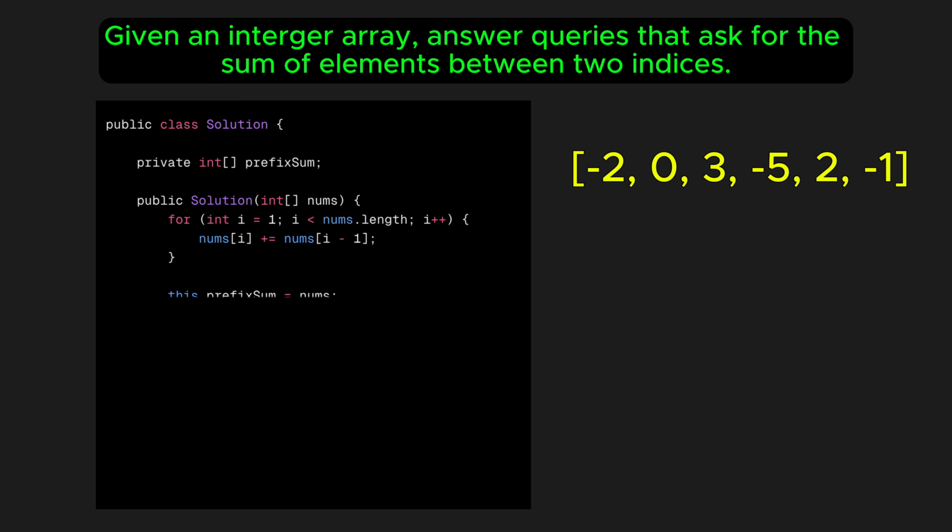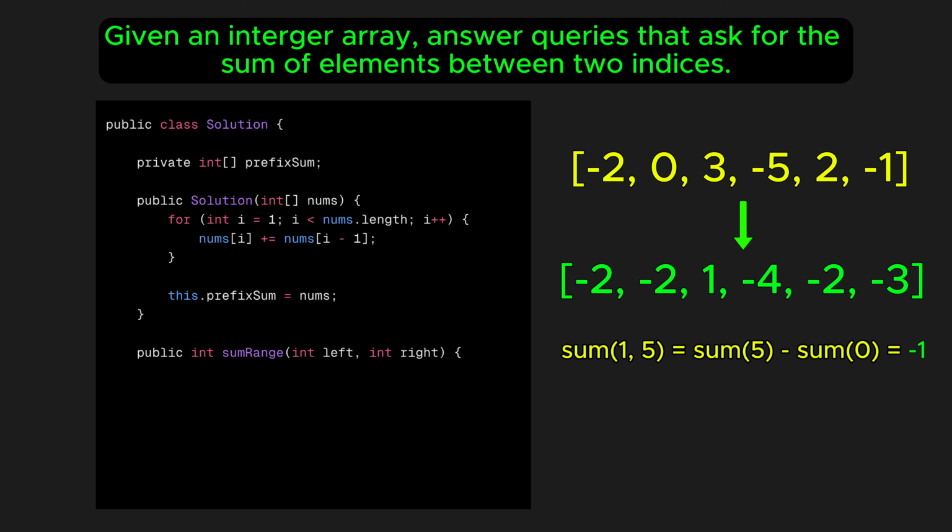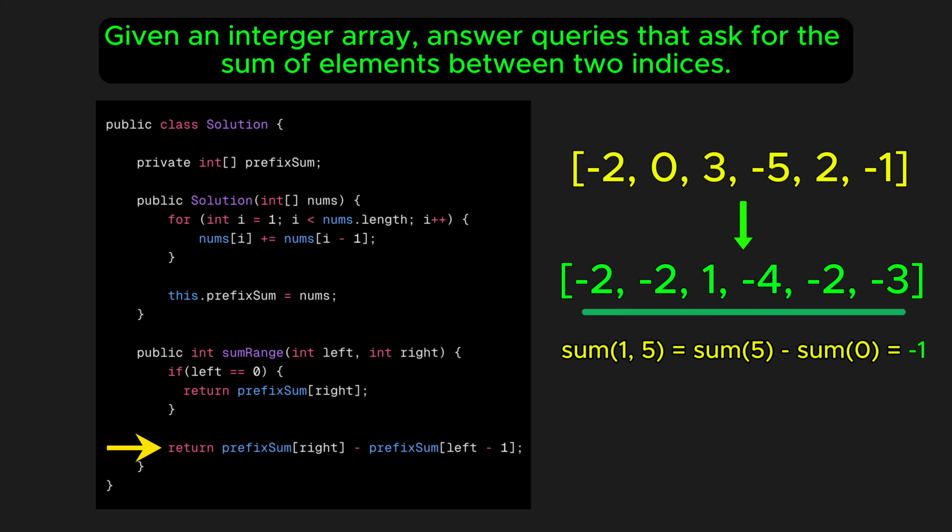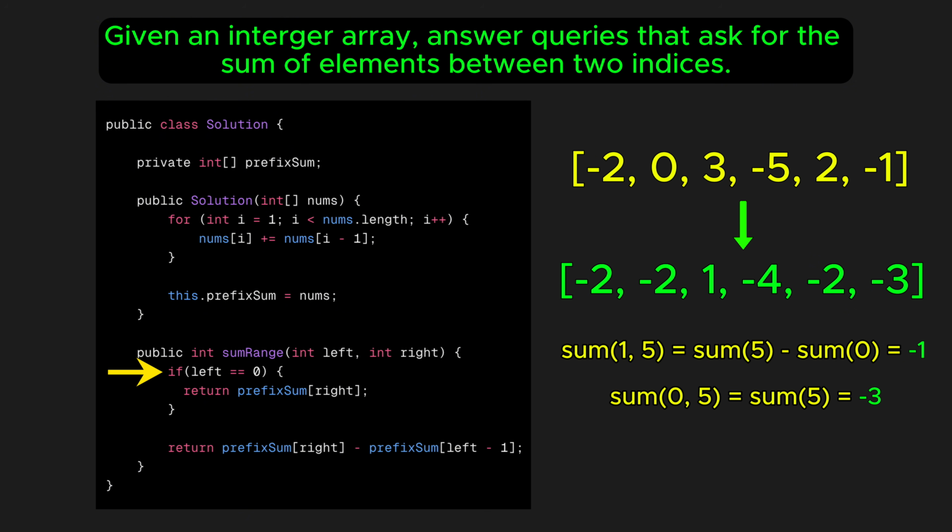In the constructor, transform the input array into a prefix sum array to avoid using extra space. To calculate the sum between two indices left and right, we can simply use the formula prefix sum at right minus prefix sum at left minus 1. There is an edge case when left is 0. We can handle it separately by returning the prefix sum value at right.